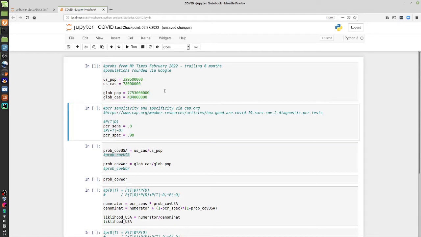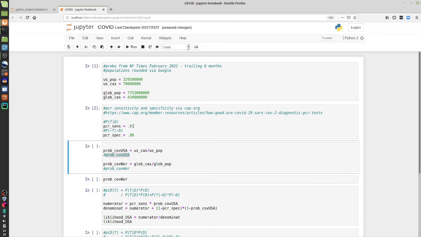There we go. The next is the actual test for the PCR test, and we're checking both sensitivity and specificity. Sensitivity is telling you how likely you are to test positive if you actually have COVID. And specificity is saying how likely you are to test negative if you don't have COVID. So it's kind of checking both sides of that. That was taken from cap.org, and you can find the full website right there. Again, we're going to assume these numbers are correct. I'm not going to go into too much detail on that. I just wanted to fulfill my curiosity here. So let's go ahead and run this.